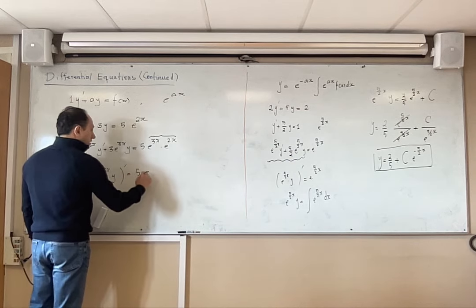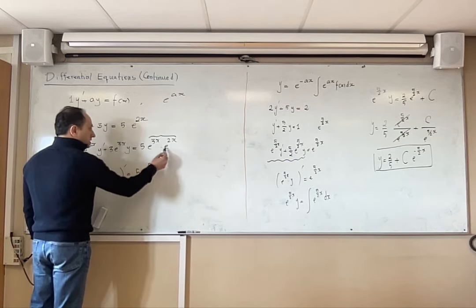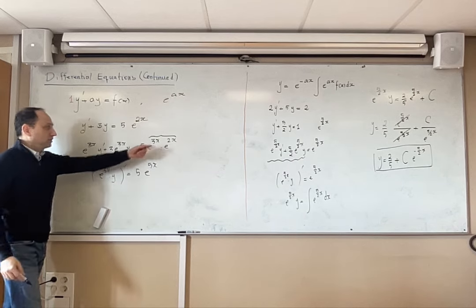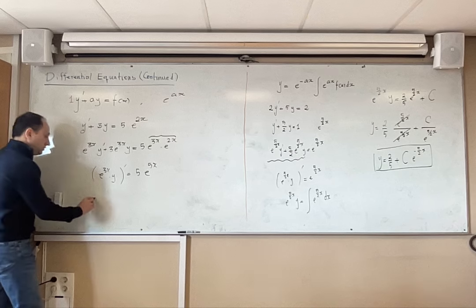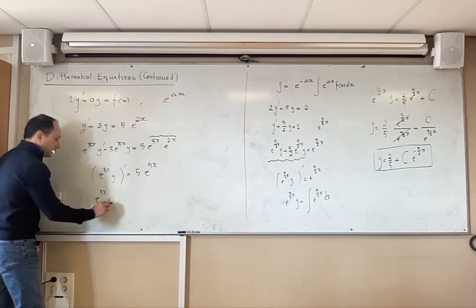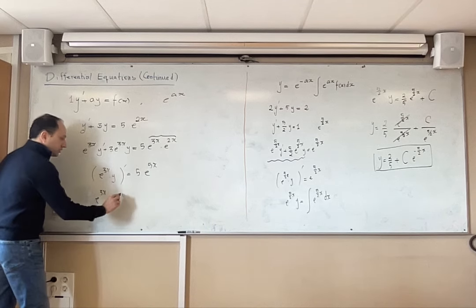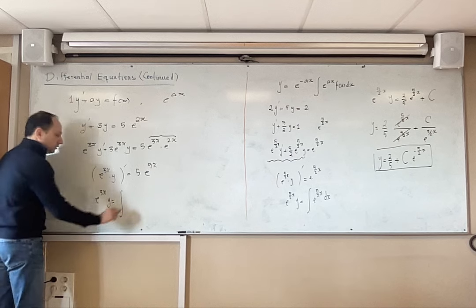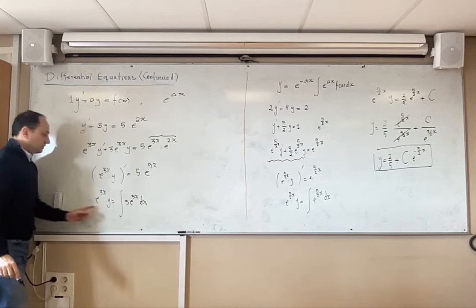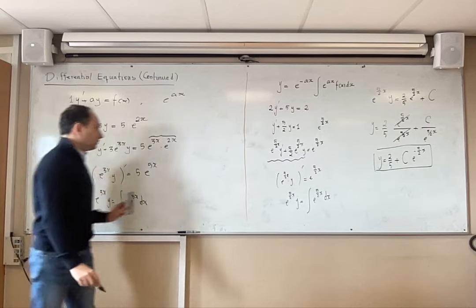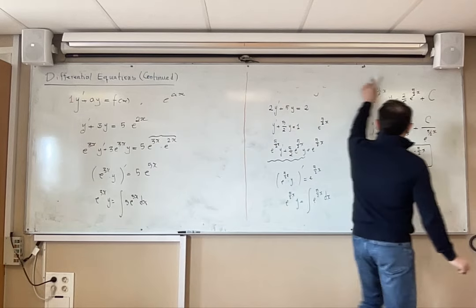I can write 5e to the power of 5x, because the bases are the same. I write the same base and I add the exponents, yes? And now everything is in order. So e to the power of 3x times y is the set of all primitive functions for that. So I can write it as the integral of 5e to the power of 5x dx. And then my duty is just to calculate the set of all primitive functions for that.